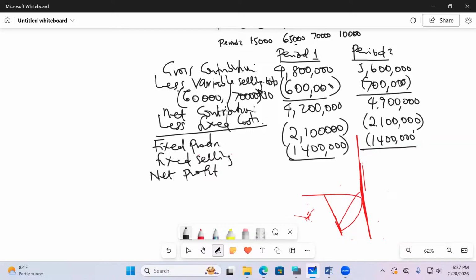So what is the net profit? You take net contribution minus the first one, I'm being told is 700,000. The second one, 1.4 million. So that is the end of our marginal costing statement, profit and loss. All right, so once I'm through with that, then I'll be able to go to the P&L.